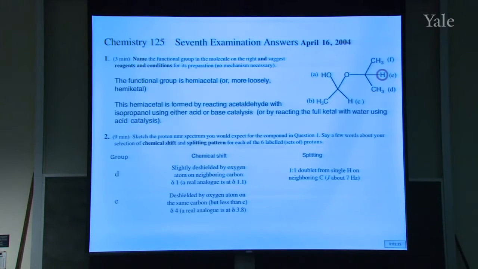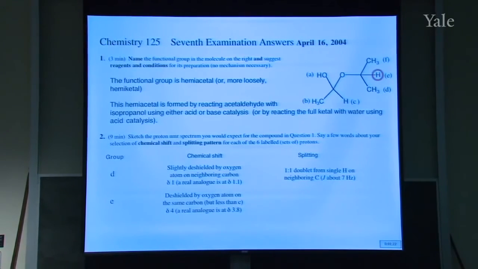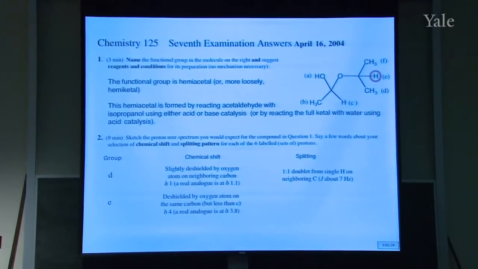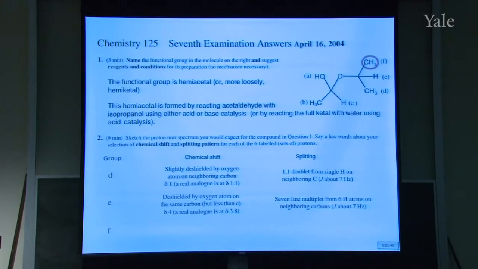Well, we already said that this one is going to be a doublet split by that. If this one splits these, then these split that. Yeah, but don't the top ones? And so do the top ones. So how many altogether? So there's 6 hydrogens, so it'll be 7 lines in the binomial intensity, right? A 7 line multiplet from the 6 atoms on the neighboring carbons, 7 hertz, right? So that's going to be really, you know, a whole bunch of them, 7 lines. Okay. Now, how about F?